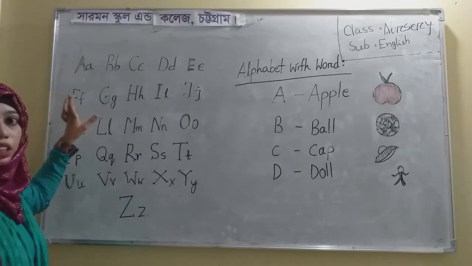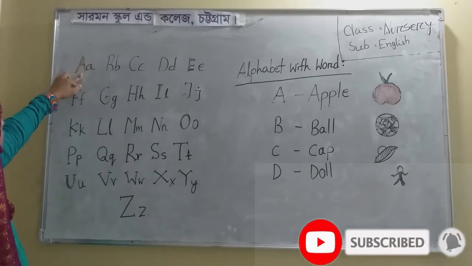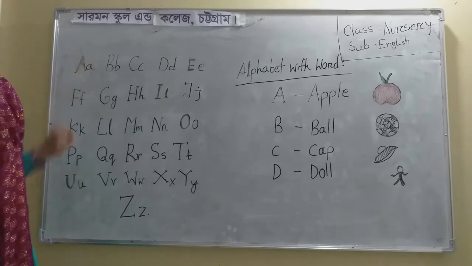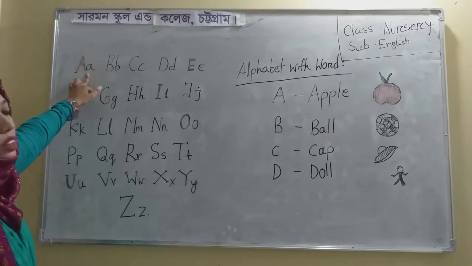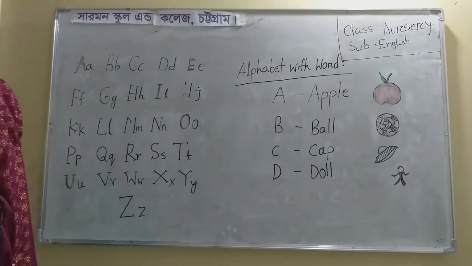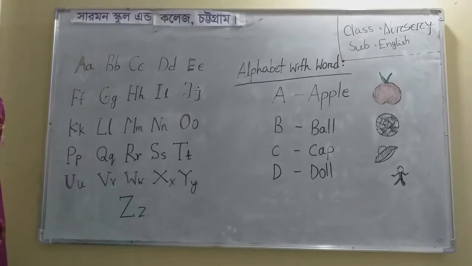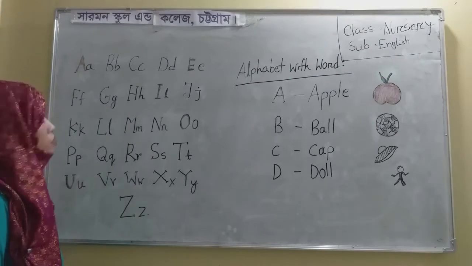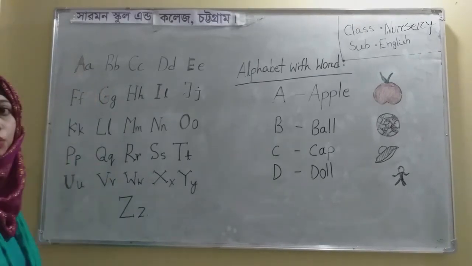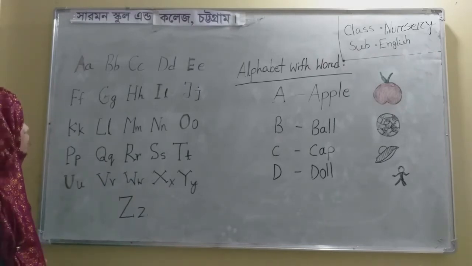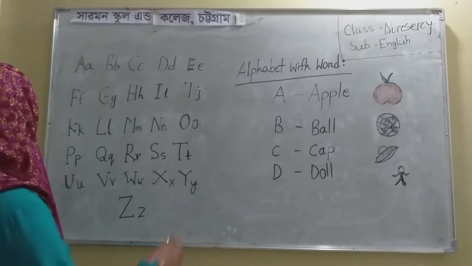For each alphabet, there is a capital letter A. There is a capital letter A. For each alphabet, there is a small letter A. There is a small letter A. For each alphabet, you can find a capital letter and a small letter. Okay, let's go over all 26 letters in the English alphabet.